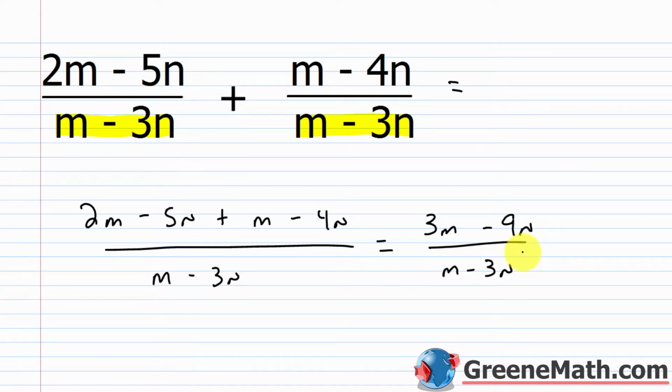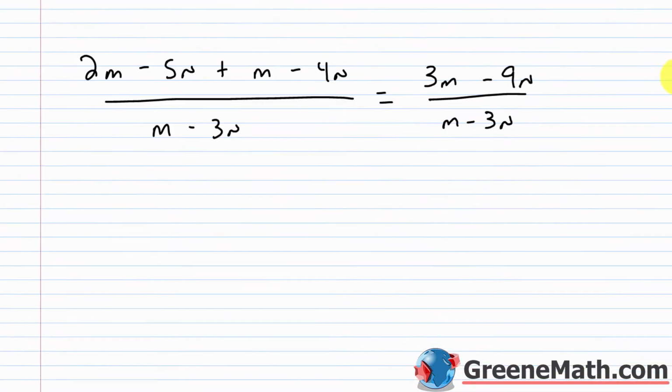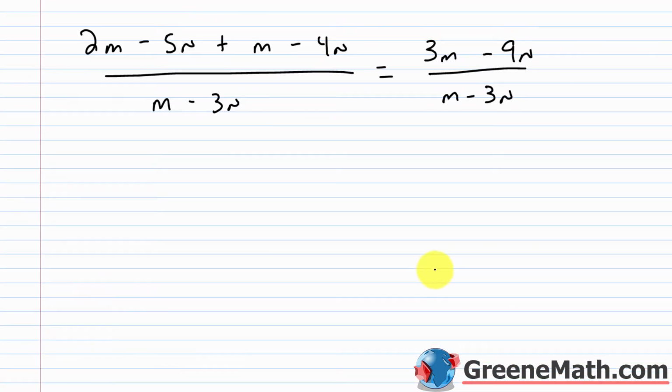So again, I want to think about what I can cancel. In some cases, you're not going to be able to cancel anything. In other cases, you're going to be able to cancel a lot. So if I look at m minus 3n, I can't factor that at all. If I look at 3m minus 9n, I can pull a 3 out. So let's just do that. Just pull out what you can and see what you get. So I'm going to pull out a 3, and I'll get m minus 3n inside.